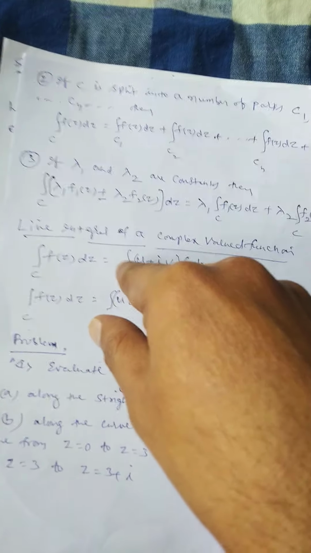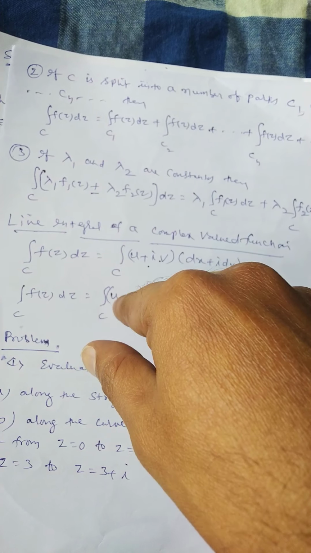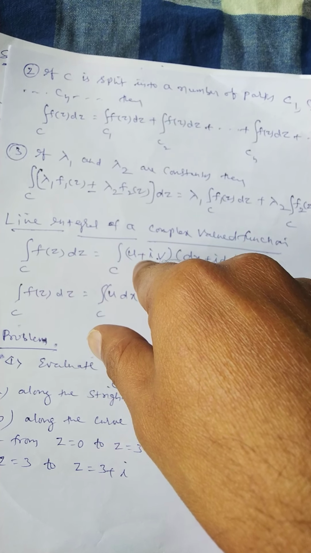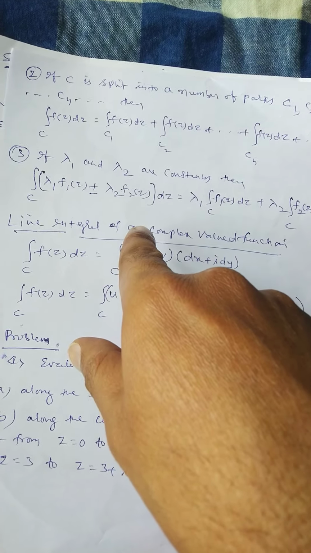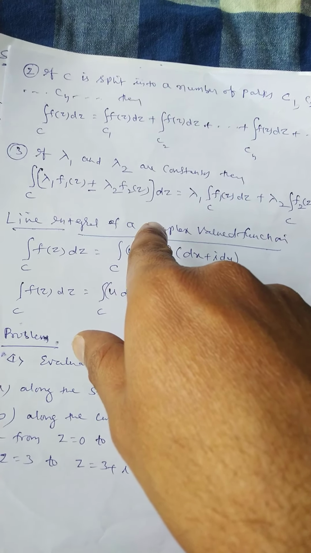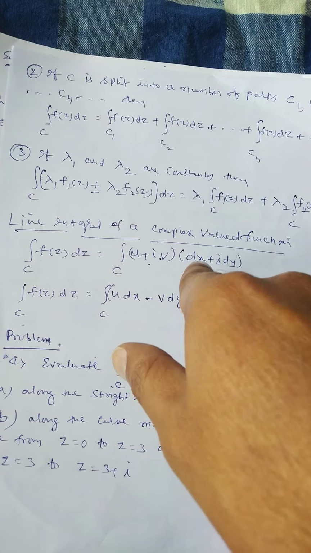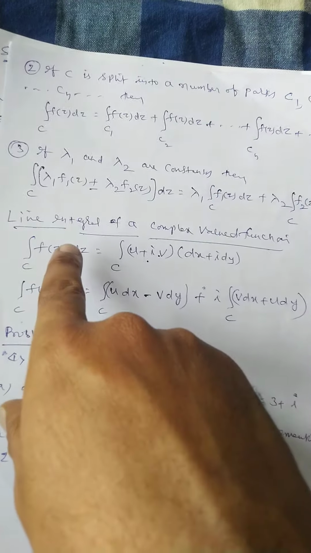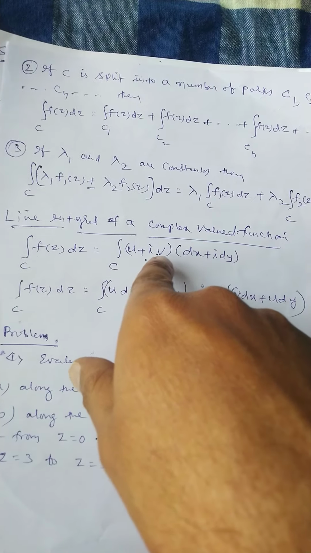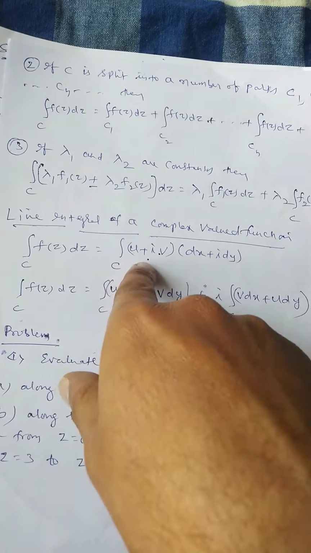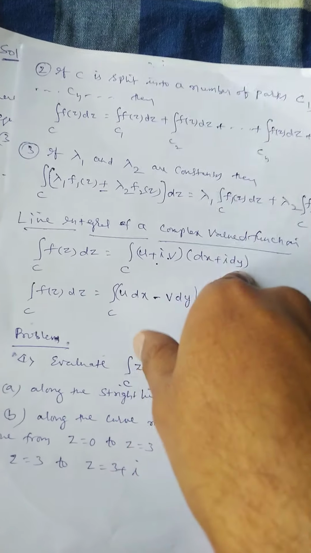Now the complex line integral of a complex valued function. You have seen z is u plus iv, a complex valued function. F of z is u plus iv, where u is a function of x comma y and v is also a function of x comma y, that is, u of x comma y plus i into v of x comma y. So integral over c f of z dz, I can write as integral over c of u plus iv, the complex valued function, with dz nothing but dx plus i dy.